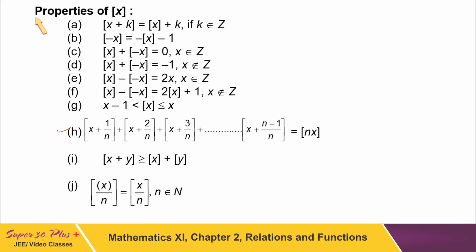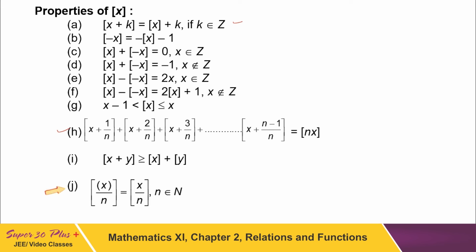Now we are going to make a list of the properties of the greatest integer function, because this is the most important function. You can recall all the properties one by one: property number A, B, C, D and up to J.